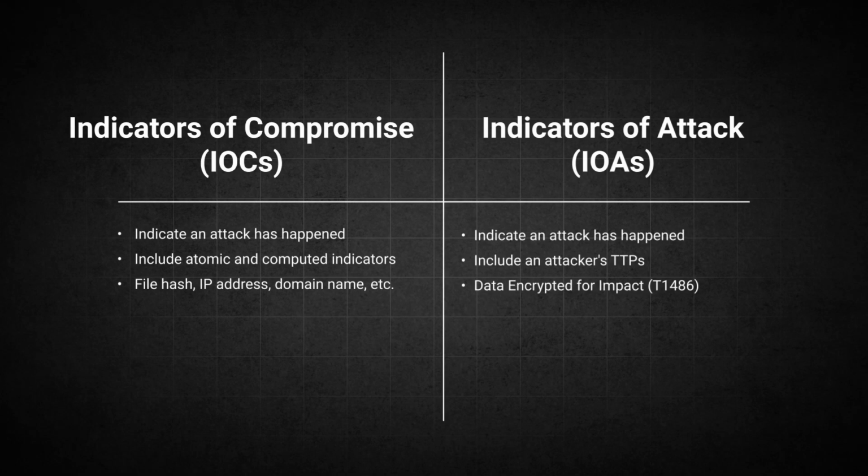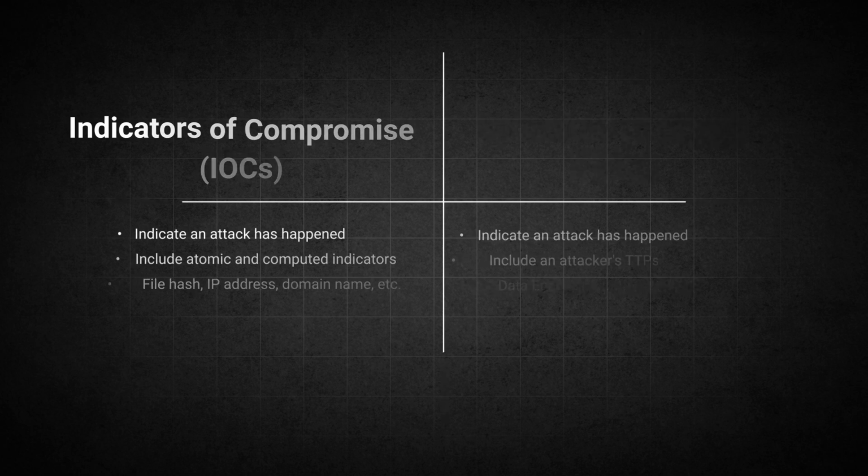You also have indicators of compromise, IOCs, and indicators of attack, IOAs, which are generic terms for any indicator that suggests malicious or suspicious activity has taken place. IOCs consist of atomic and computed indicators, while IOAs include an attacker's TTPs. Knowing the different types of indicators will help you use indicators more effectively, depending on your intelligence requirements.